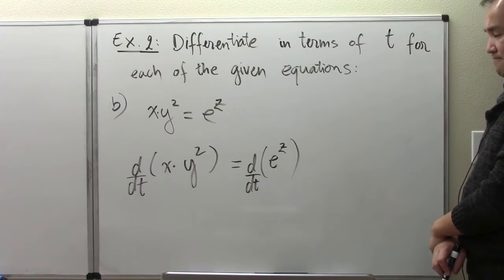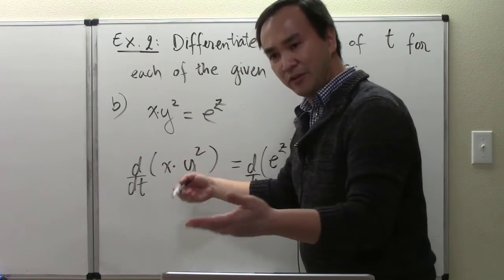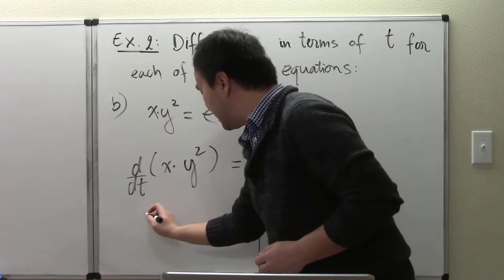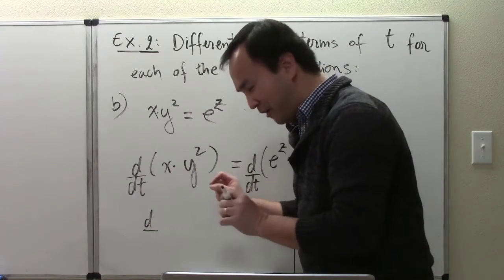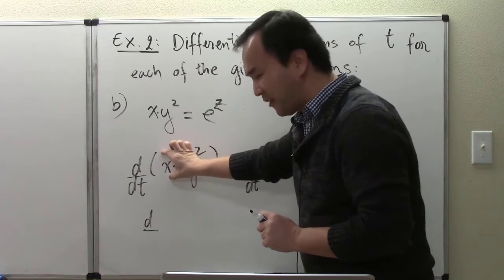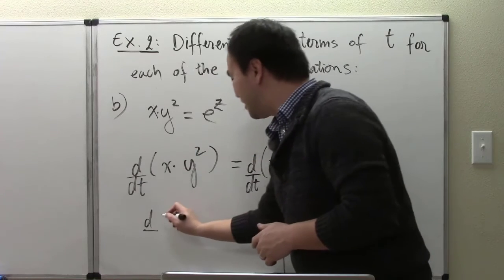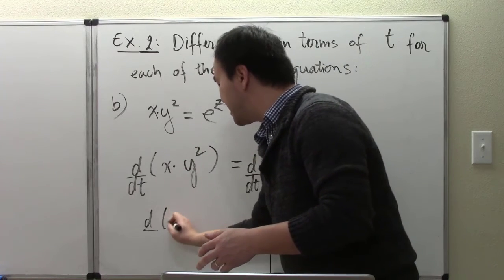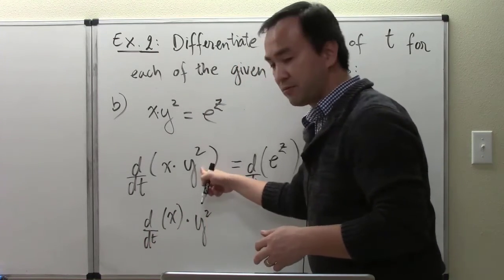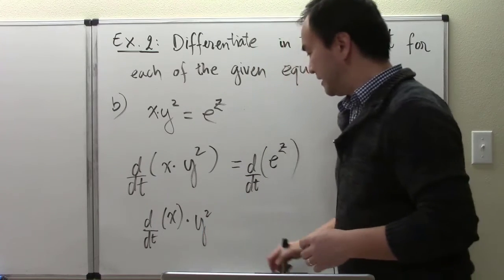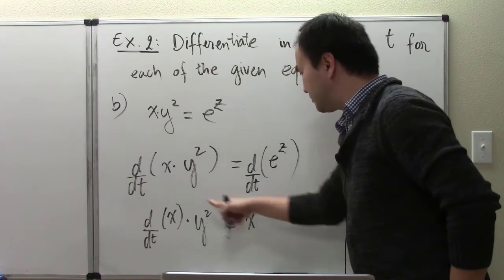Now, I pointed out this is a product for a reason. We are about to use the product rule. Recall that it's a product of 2 separate functions. One function is x of t, and the other one is y of t squared. The product rule says we differentiate the first function with respect to t and multiply with the other function in the product without the derivative, and that's only half of the product rule. For the next step, I am going to keep the first function x of t the same.